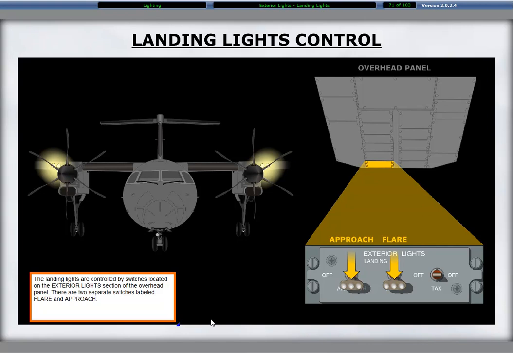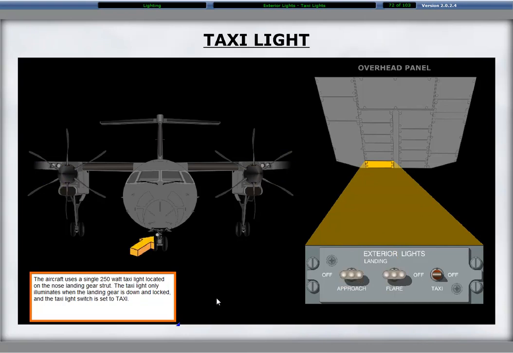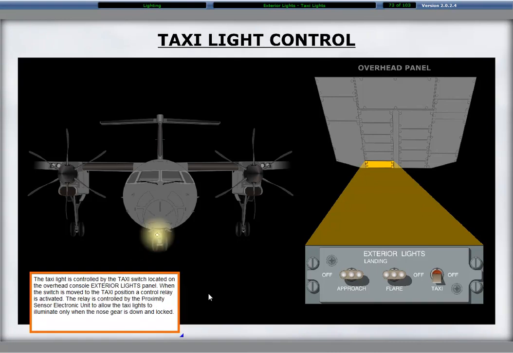The aircraft uses a single 250-watt taxi light located on the nose landing gear strut. The taxi light only illuminates when the landing gear is down and locked, and the taxi light switch is set to taxi. The taxi light is controlled by the taxi switch located on the overhead console exterior lights panel. When the switch is moved to the taxi position, a control relay is activated. The relay is controlled by the proximity sensor electronic unit to allow the taxi lights to illuminate only when the nose gear is down and locked.